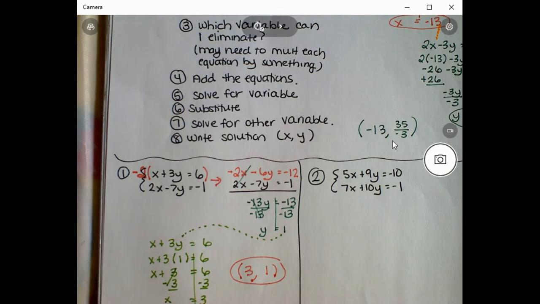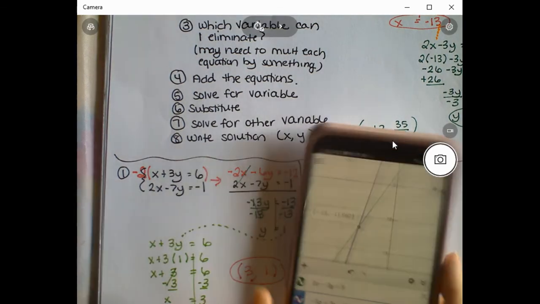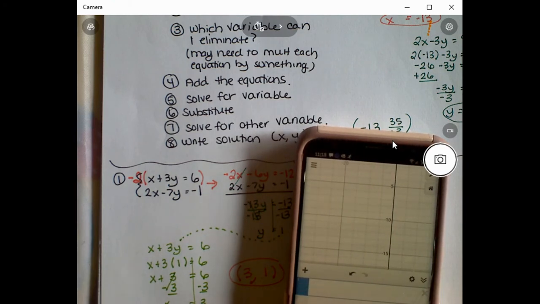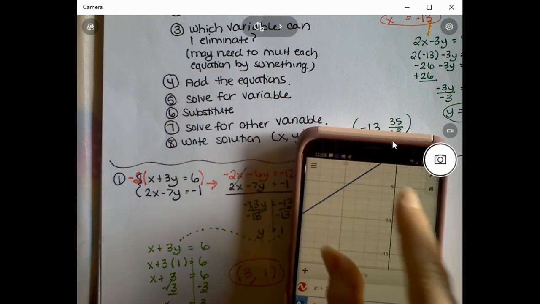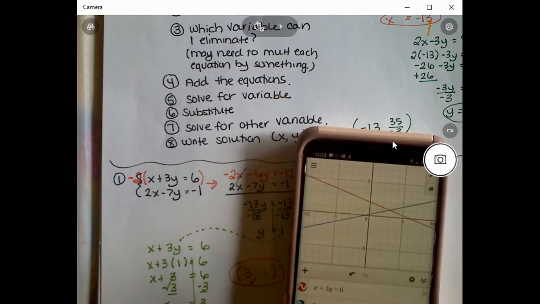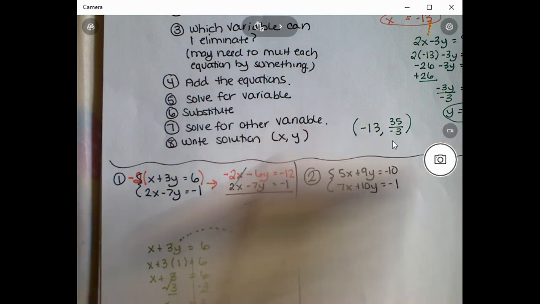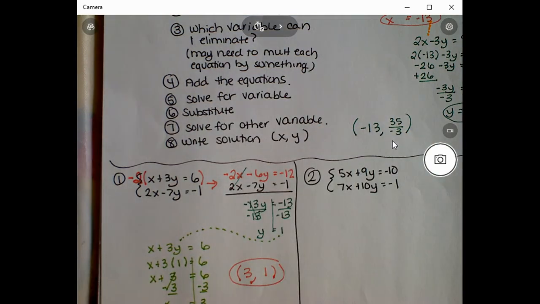And let's verify that we did it correctly by graphing it in Desmos. We're going to put our original equations. And can't see it, so we're going to zoom in. Sometimes I like to press home. Touch the intersection point, which is 3, 1. We have 3, 1. So we did it right. Awesome. Last one.